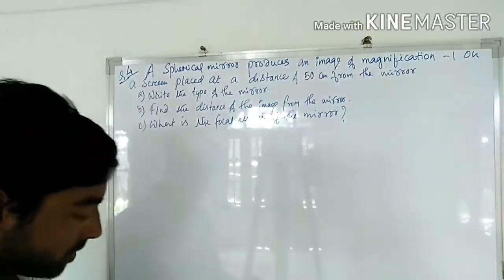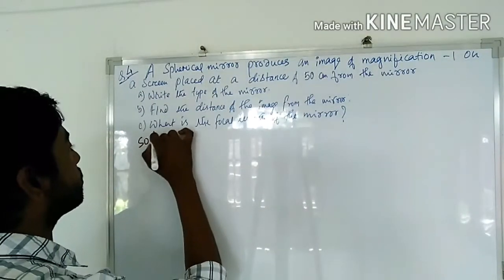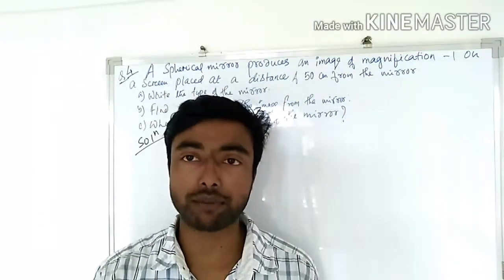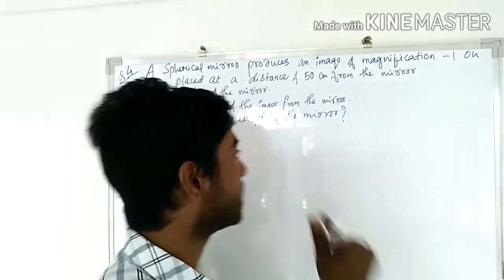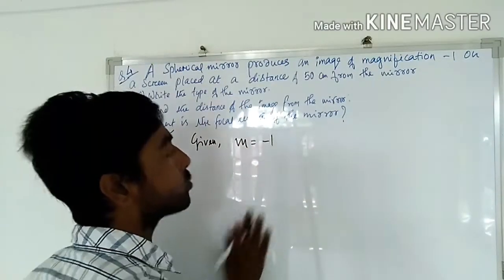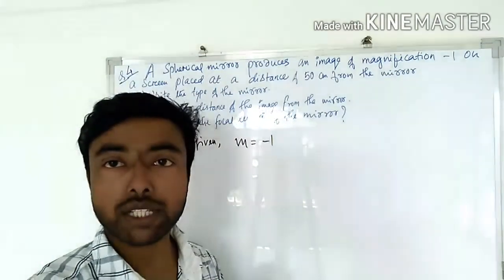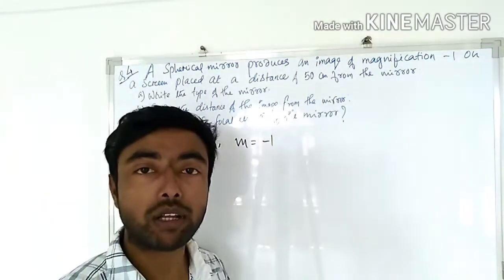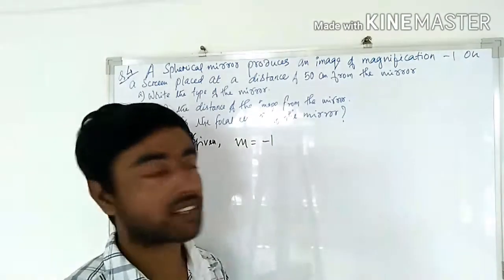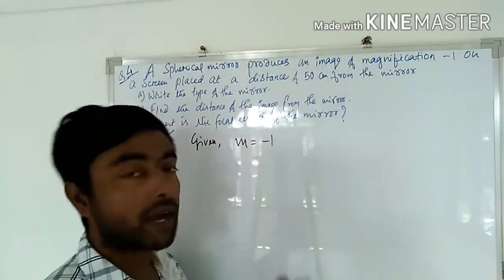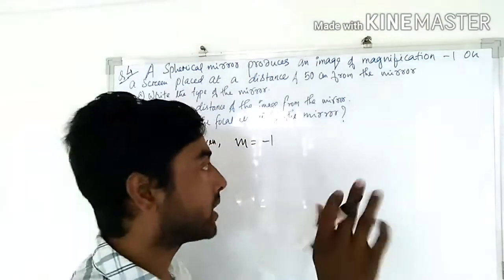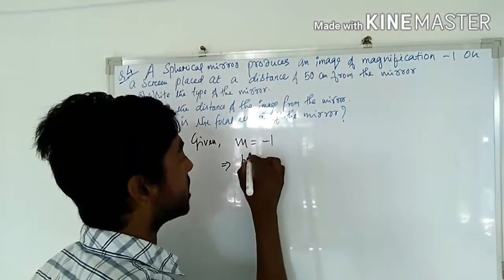Now, to solve this, you have to understand some concept. This is very, very important. What is given here? Given that the magnification is -1. Very, very important: magnification is given negative, -1. You can't tell me now because it is an online class, so it's okay. So m is equal to -1. The magnification formula is h dash divided by h.